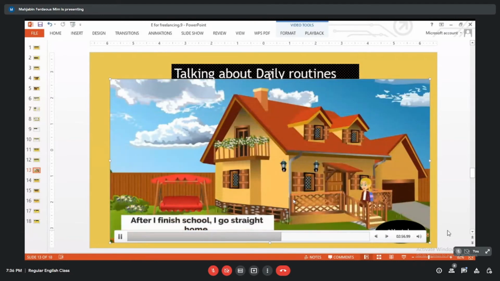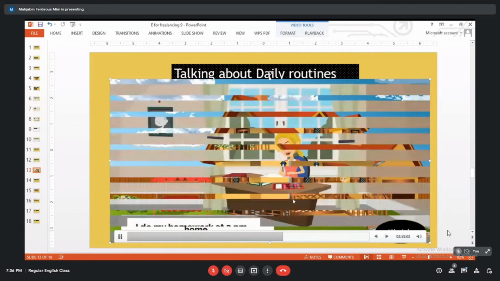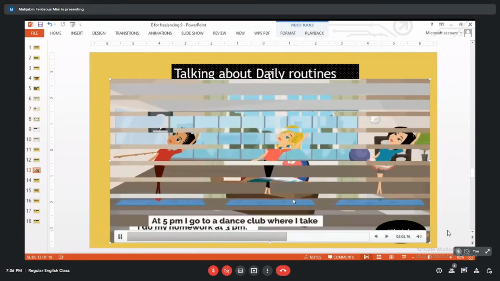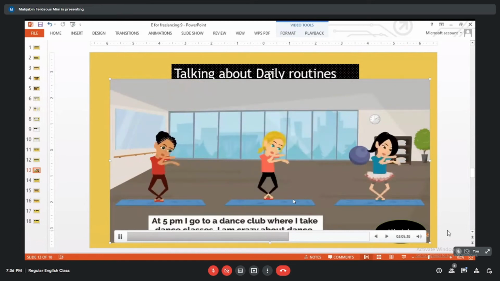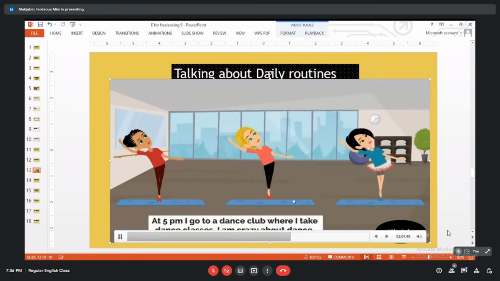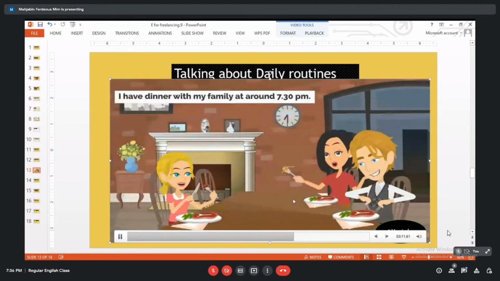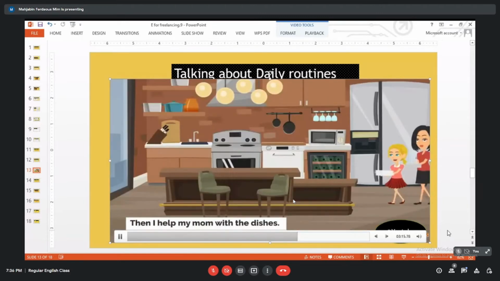School, I use street food. I do my homework at 3 p.m. At 5, I go to a dance club where I take dance classes. I am crazy about dance. I have dinner with my family at around 7:30 p.m. Then I help my mom with the dishes.